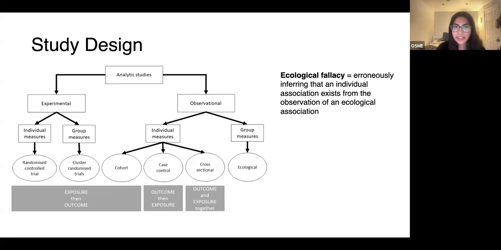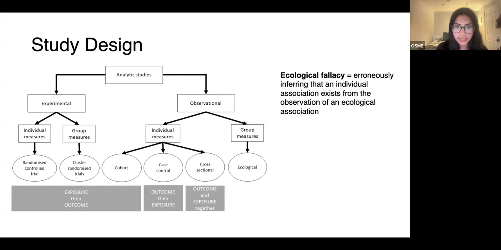Okay, then differentiating between the different types of observational studies. In a case control study, you're picking people with cases. So you're picking cases and controls. So cases are people that have a disease, controls are people that don't have the disease, and you're going back in time looking at whether they experienced a certain exposure. So that can be things like whether they smoked, whether they took a certain drug in the past, whether they had a specific occupation, for example.